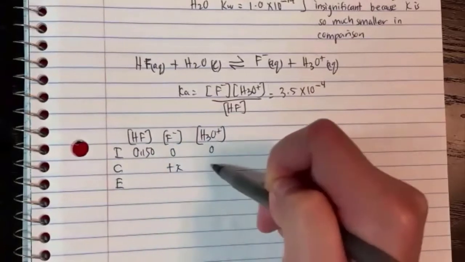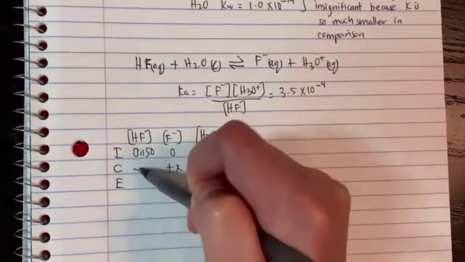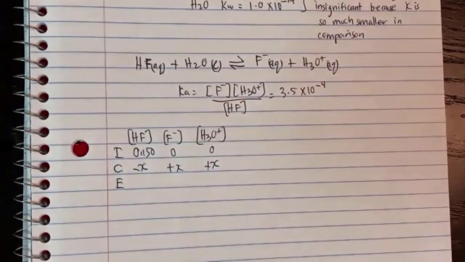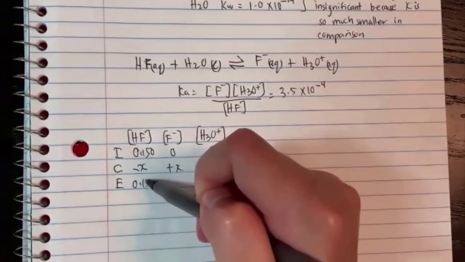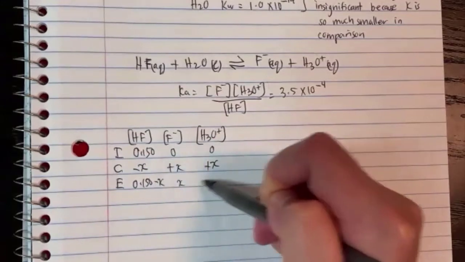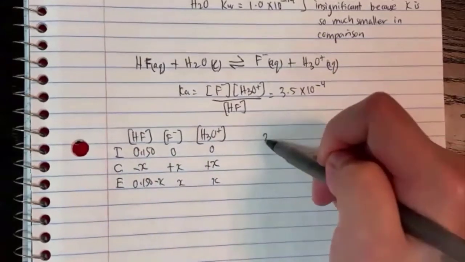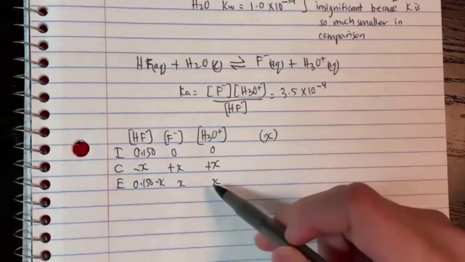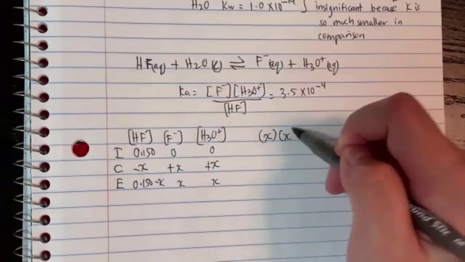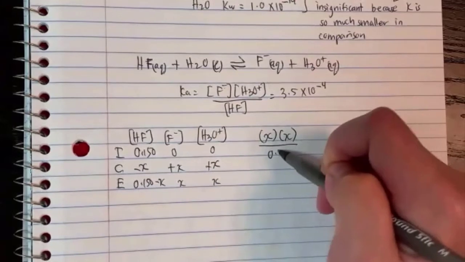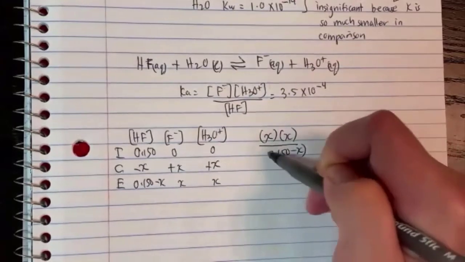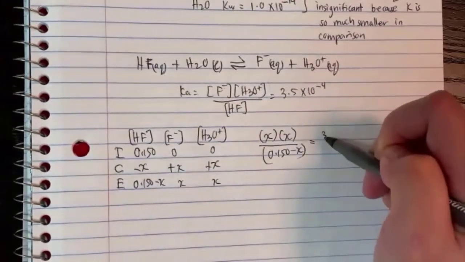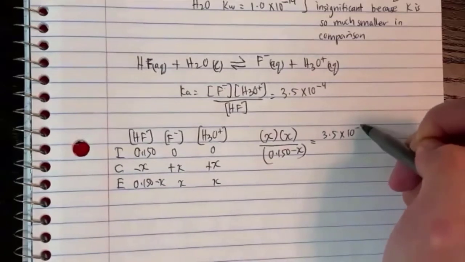So that's plus x, minus x. Again, you see how it's pretty much the same stuff over and over. So we do 0.15 minus x, x and x, and we'll set it up here in the Ka equation. X is F, another x for hydronium, and then 0.150 minus x is for HF, and that equals 3.5 times 10 to the minus 4.